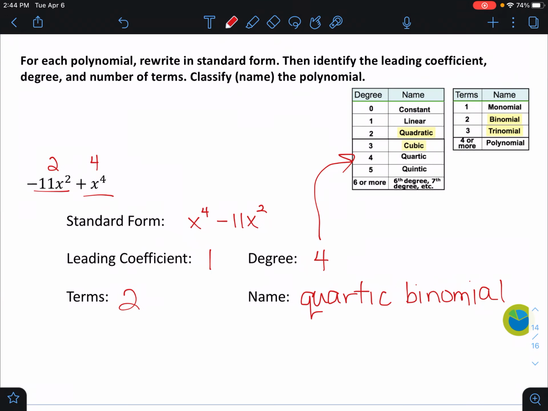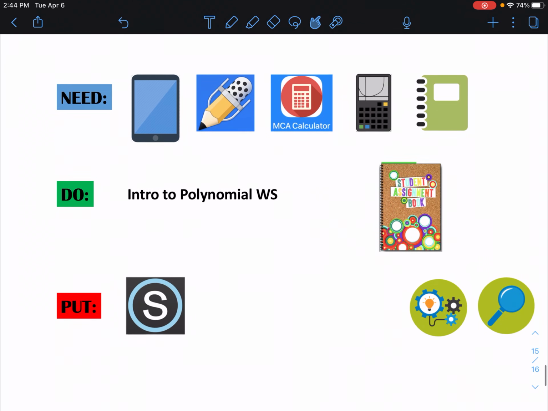Again, make sure you have both parts. And that's how you write in standard form and classify. All right, hope that makes sense.